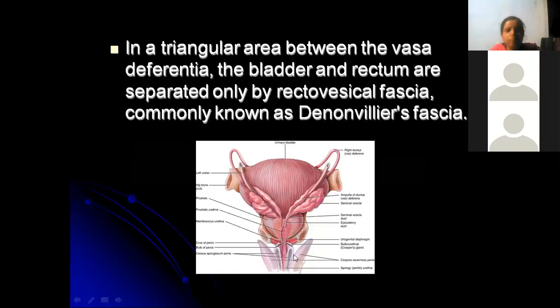This is a much more beautiful picture of the posterior surface. See how the vas deferens is coming behind. This is the vas deferens. This is the ampulla of the vas deferens. This is a seminal vesicle. This is also a seminal vesicle. The vas deferens and seminal vesicles are joining to form the ejaculatory duct. This ejaculatory duct is opening into the prostatic urethra in males.